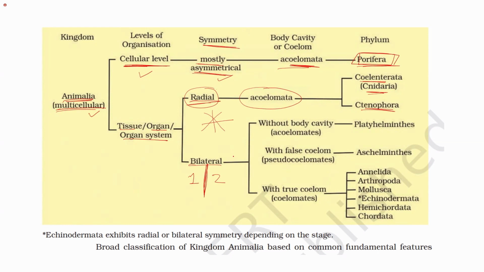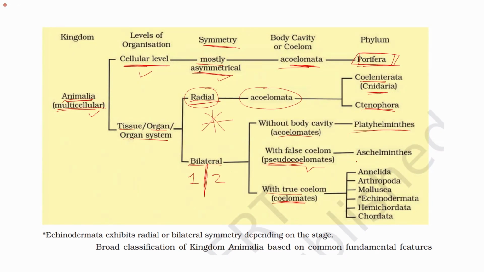While the organisms that have the bilateral form of symmetry can be acoelomate, that is without the body cavity. They can have a false coelom, so they can be called pseudocoelomates, or they may have a true coelom, so they may be called coelomates, right? So the ones which are multicellular, which have tissue, organ or organ system level of organization, which are bilateral, which are acoelomates, belong to the Platyhelminthes.